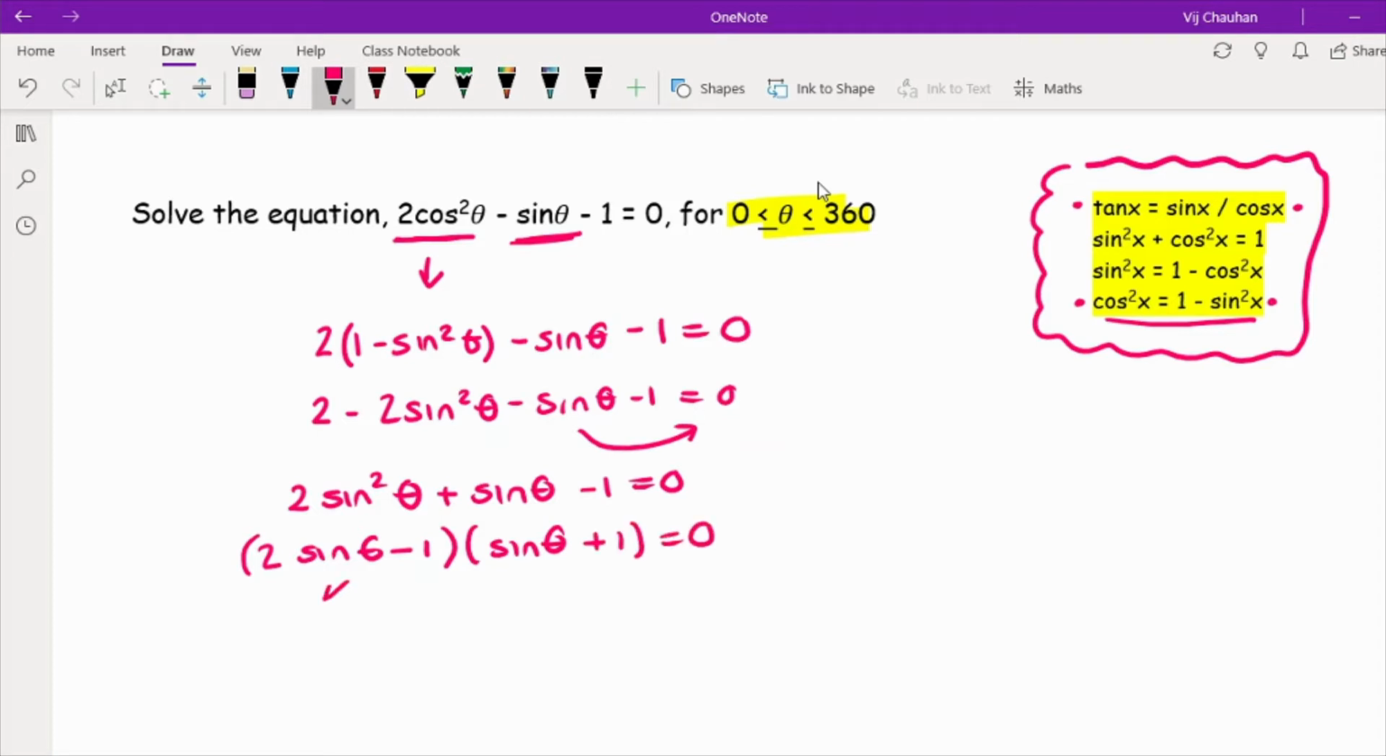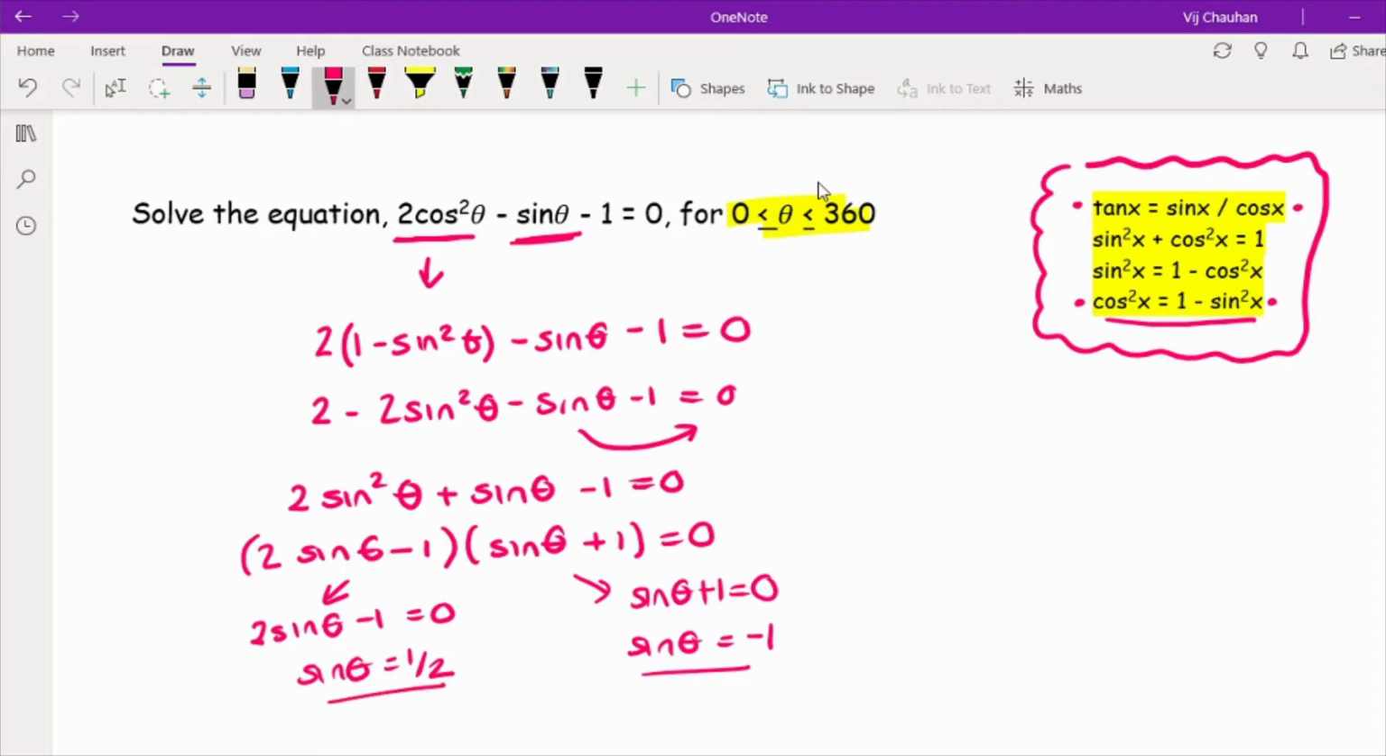So my two solutions I'm going to get are going to be 2 sine theta minus 1 equals 0, so sine theta equals a half. With this, I'm going to end up with sine theta plus 1 equals 0, so sine theta equals minus 1.